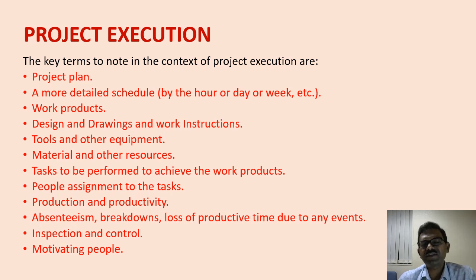The key terms in this unit we are just going to understand: project plan, schedule, work product, design and drawing, work instruction, tools and other equipment, materials and other resources, tasks. Once you make a work breakdown structure, you have to define the task and the associated people and machinery for that task, to achieve the work product. People assignment to the task, production and productivity, absenteeism, breakdown. These are all risk elements that we have to take into consideration in planning and execution. Inspection, quality control, motivating the people so that they remain on the work. All those things come under project execution, which is a continuous process. It is a journey.